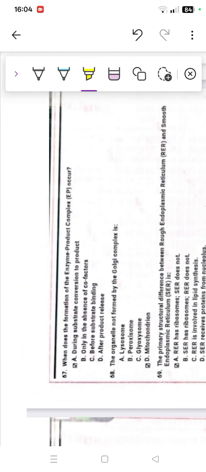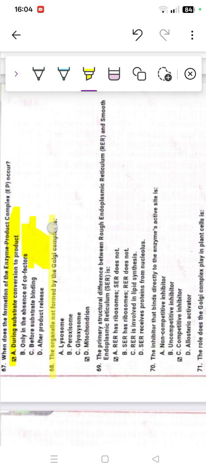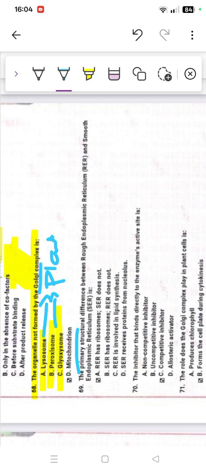Let's go to another question: when does the formation of the enzyme-product complex occur? That occurs during the substrate conversion to the product, not in the absence of product. All these are wrong. The organelles formed by Golgi complex: lysosome, peroxisome, glycosome, these all are manufactured by it. Lysosome is a membrane organelle, peroxisome is different, only present in plants. Glycosome as well, right? Mitochondria is already an independent organelle which can work by itself. Same goes for chloroplast.